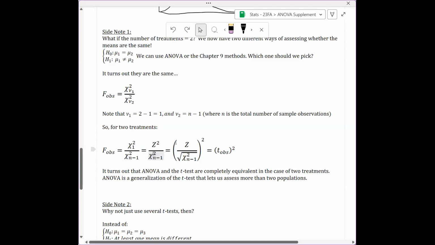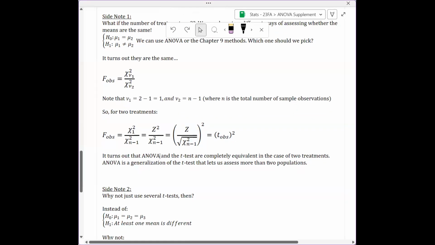And it turns out that this thing, z over the root of a chi-squared, is actually what the t-distribution is. We didn't really talk about those details, but it turns out that F, in the case of two groups, very important, in the case of two groups where the numerator degree of freedom is 1, in that case, it turns out that F is just t squared.